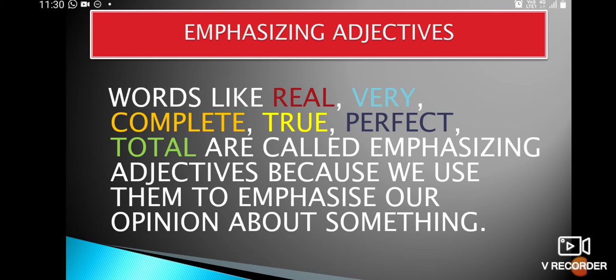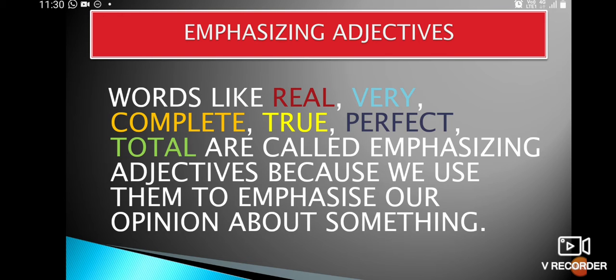We have emphasizing adjectives. The words like real, very, complete, true, perfect, total are called emphasizing adjectives because we use them to emphasize our opinion about something. It is a real story. So I am emphasizing on the word real because I want to tell about the story. That story is real.